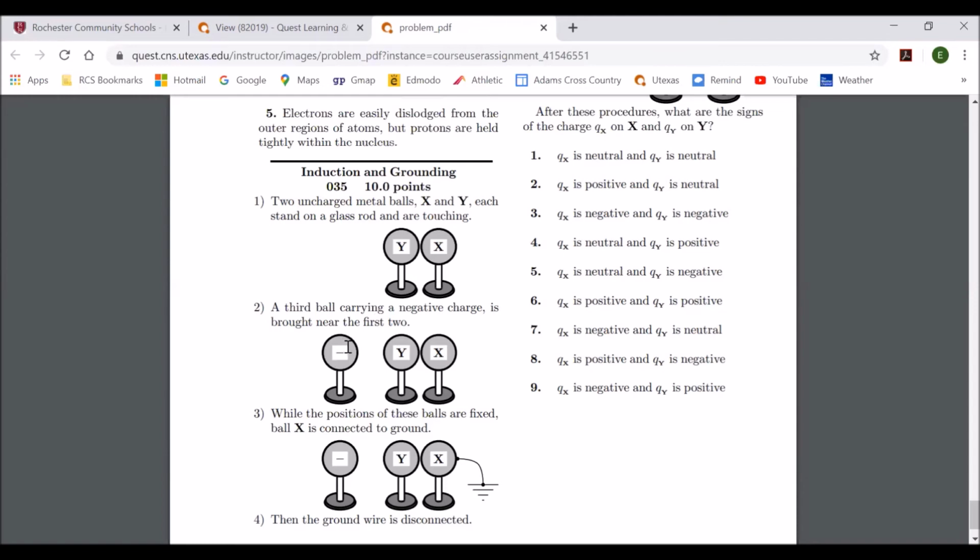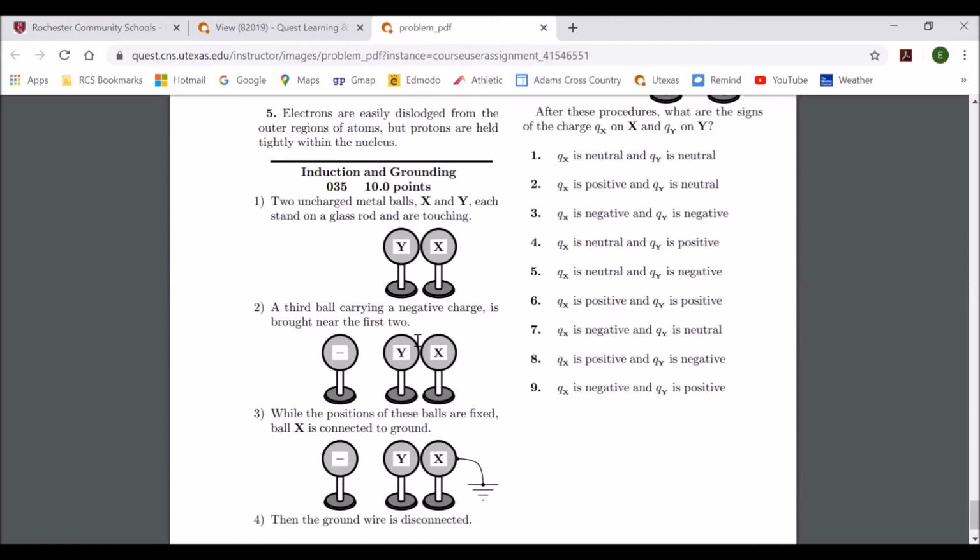So here comes my negative. And so what I'm going to have is all my extra negatives over here. All of Y's extra negatives and all of X's. Let me rephrase it. I said extra. They're not extra. The loosely held electrons, the valence electrons, the outermost electrons, because all of our conductors have electrons that are held really close to the nucleus, and those can't move, but the outermost can.